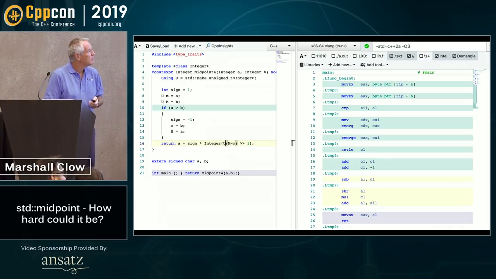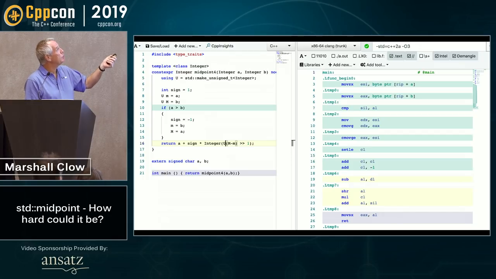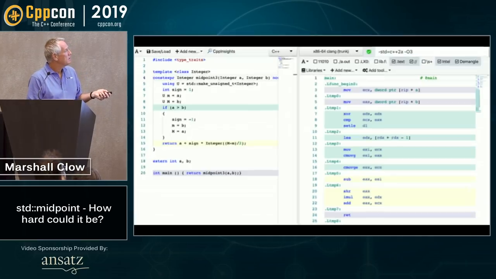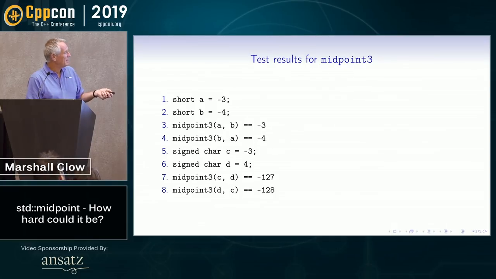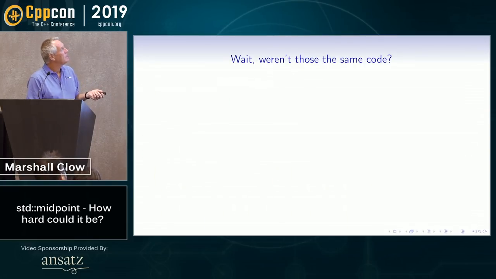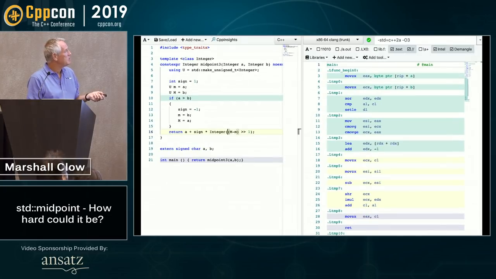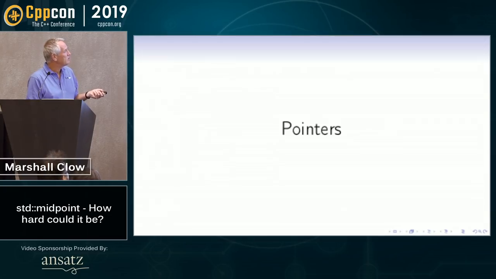Yes? Why do you need to cast the difference to U? M minus N, isn't it already U type? The question is, why do we need to cast this to U? No, it isn't. If, say, U would be unsigned char, the difference M minus N is of type unsigned int. That was the integer promotion that got us those answers. Okay. But anyway, wasn't this code the same? Yes, it was the same, but not for chars.